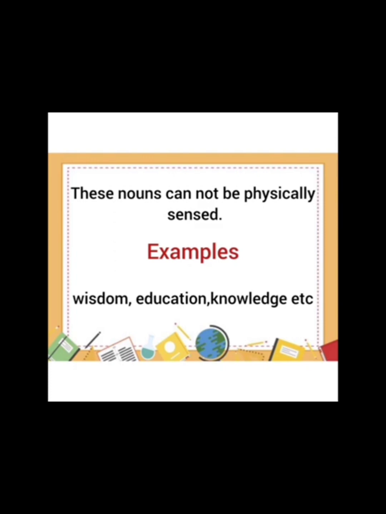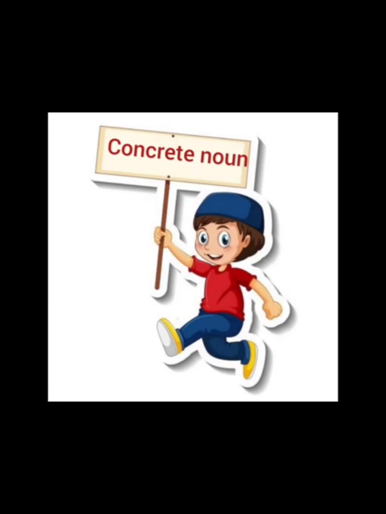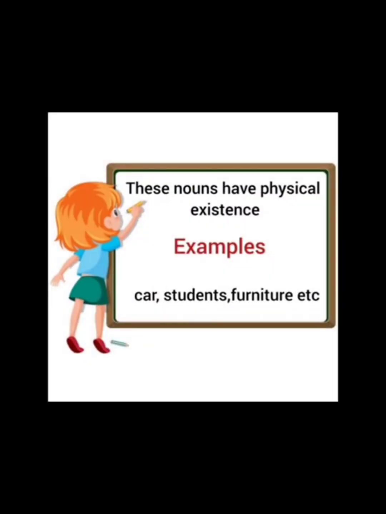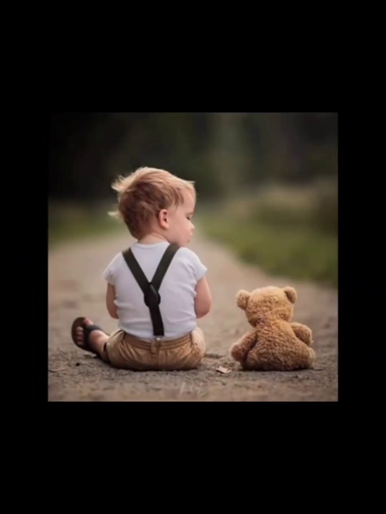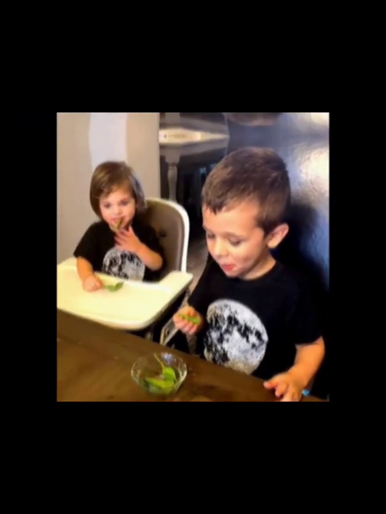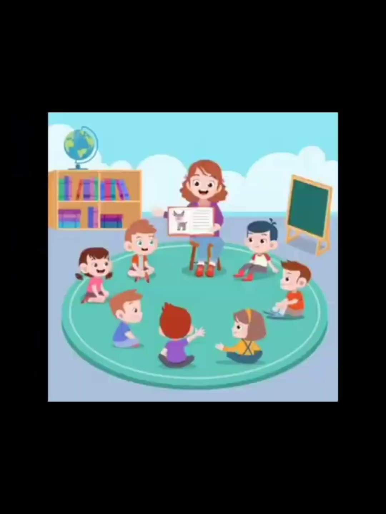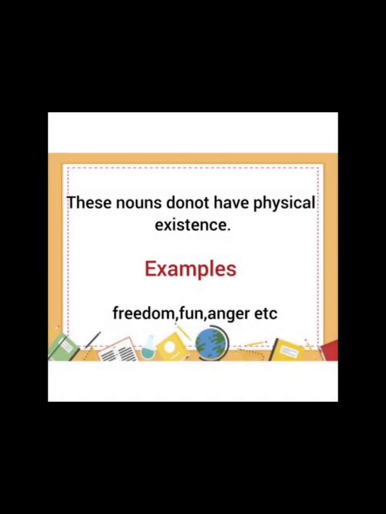The other difference between the two is that concrete nouns have physical existence. They are present physically. We can sense them with our 5 senses. We have sense of sight, sense of hearing, sense of smell, sense of taste, and sense of touch. So these nouns have physical presence, and the examples are car, students, furniture, etc. Abstract nouns do not have physical existence. Examples are freedom, fun, anger, etc.